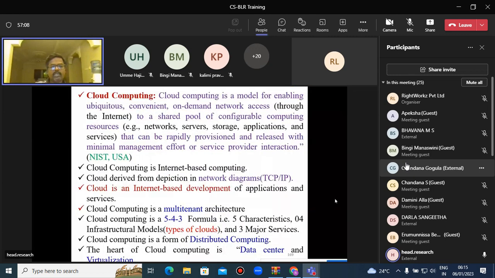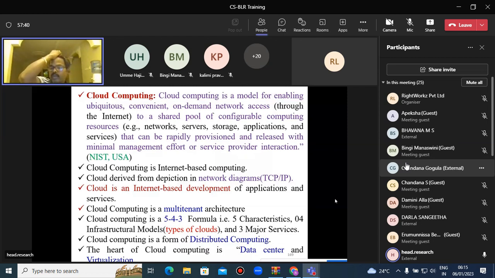And cloud computing is a 5-4-3 formula. 5-4-3 formula means 5 characteristics, 4 infrastructure models. Infrastructure models are also called types of clouds, and 3 major services. What are the 3 major services? SaaS, PaaS, IaaS.